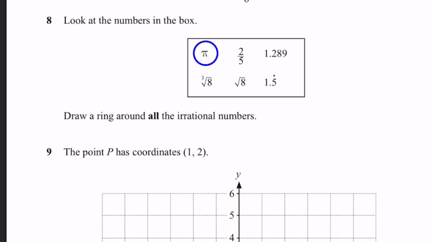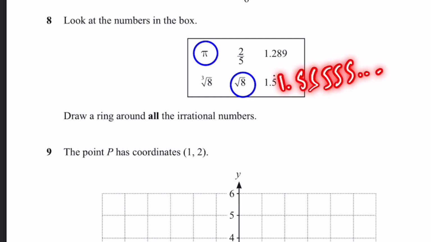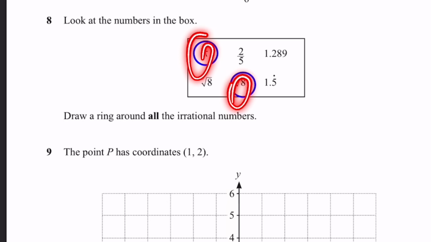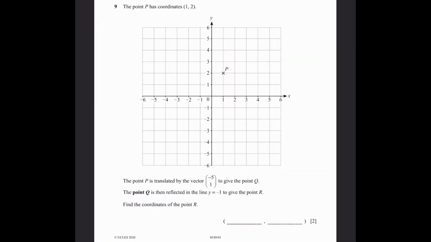And now for 1.5 recurring, that means 1.55555, and so on. And this can be written as 14/9. That's a fraction, so we cannot say it's irrational. So there are 2 irrational numbers. That's the answer. Question 9.